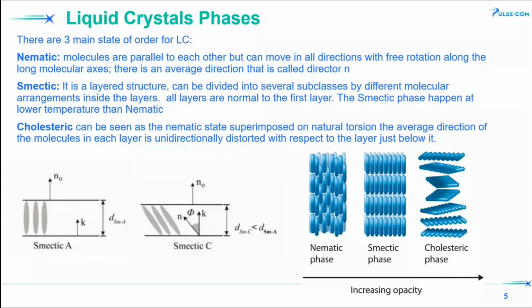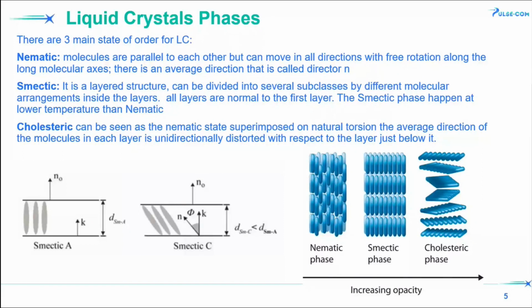As you know, there are different kinds of liquid crystal. Most known and studied, in function of their phases, are nematic, smectic, and cholesteric. Nematics are molecules that arrange parallel to each other, but they are able to move in all directions with free rotation. And usually there is an average direction that is called director n that we can control to give this material a long range organization.